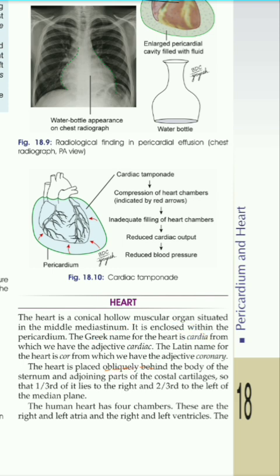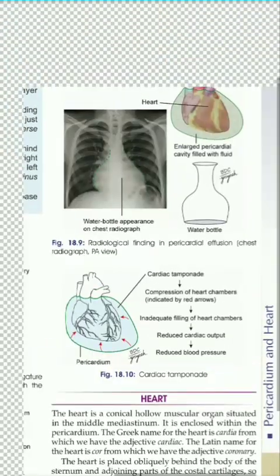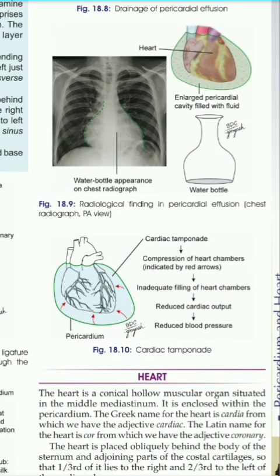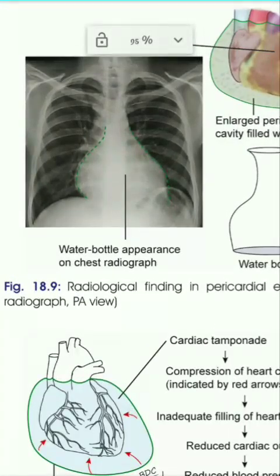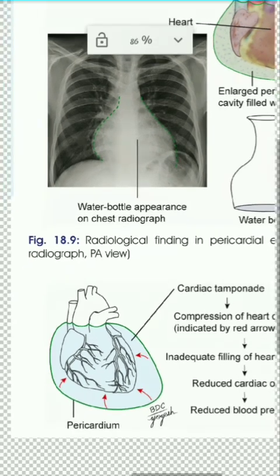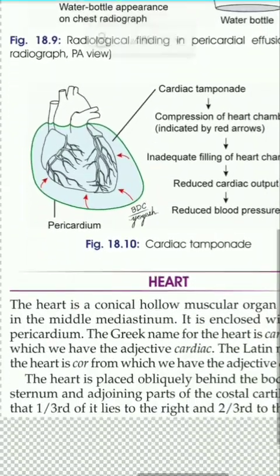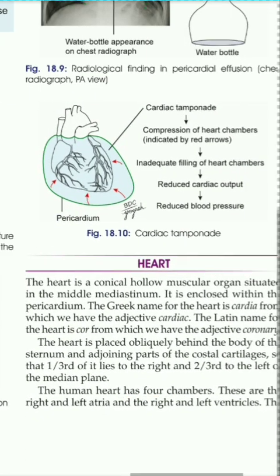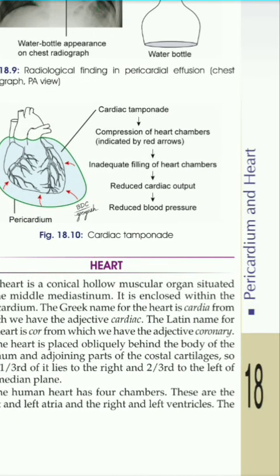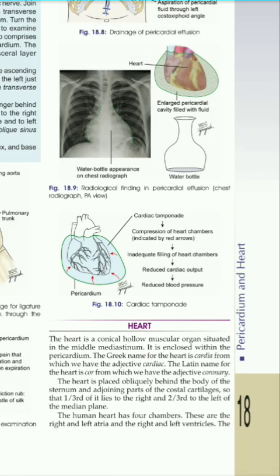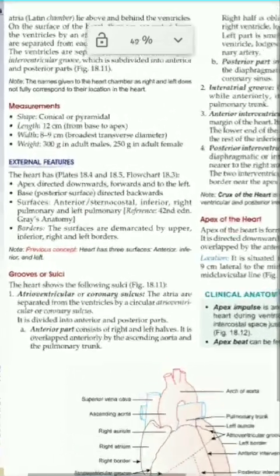The heart is placed obliquely behind the body of the sternum and adjoining parts of the costal cartilages. The heart is basically situated one third to the right and two thirds to the left. Two thirds is situated on the left side, and one third on the right side. The human heart has four chambers: right and left atria and right and left ventricles, and we will describe these chambers.